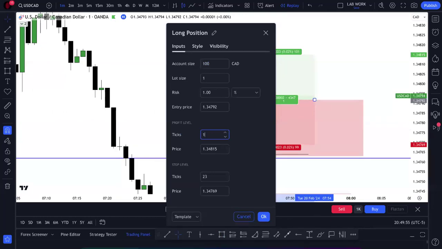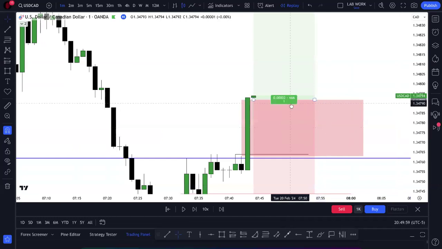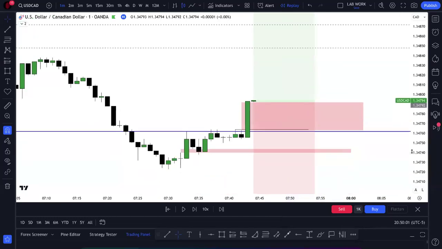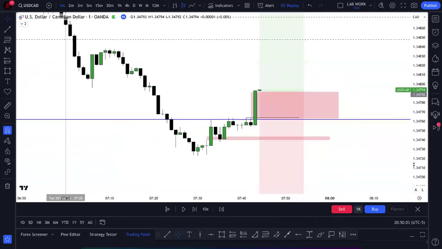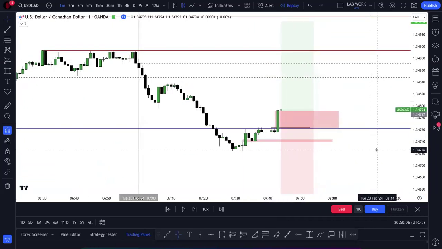1-to-1. 15, 15. Done deal. 1-to-1 scenario. See the one. Risking $1 to gain $1. I find that the 15 pip stop loss is a very sweet spot. It's almost like the golden ticket stop loss.